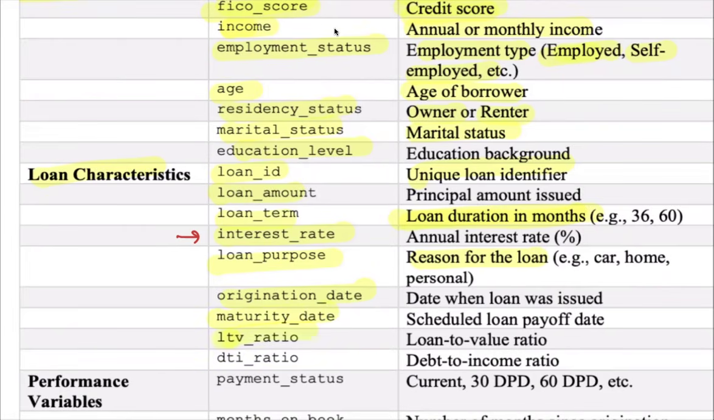Loan to value ratio. Loan to value ratio is very important. These two are very important metrics for your credit risk modeling. Okay. So sorry, not maturity date. My bad. So it is loan to value ratio and debt to income. So what does loan to value ratio mean? Loan is how much loan have you taken. Value means what is the mortgage value?